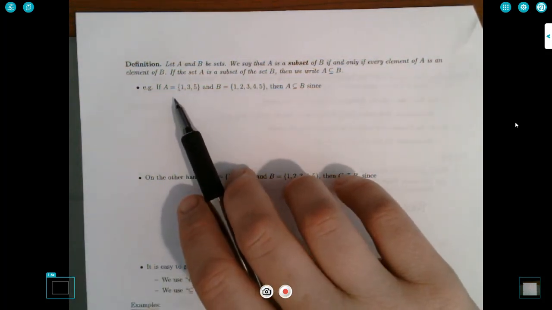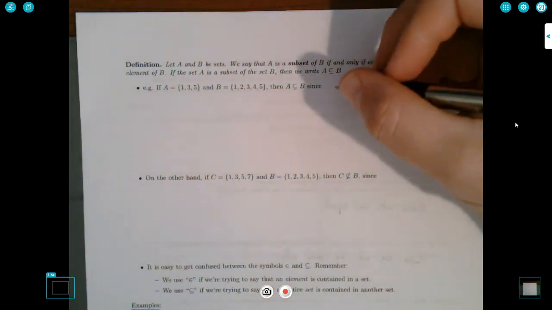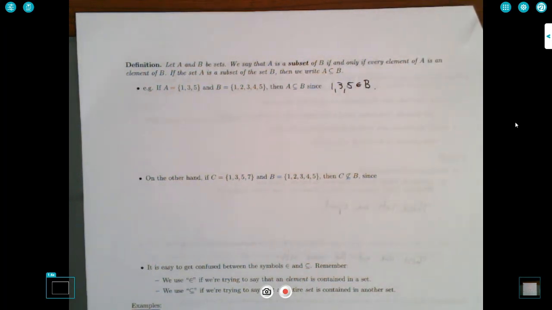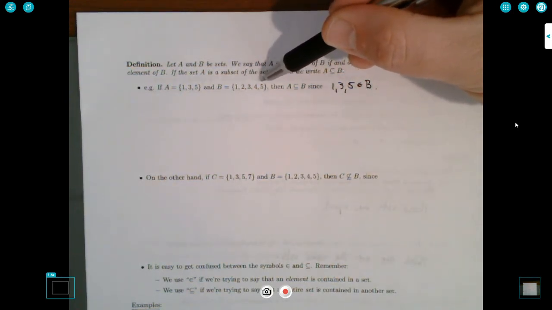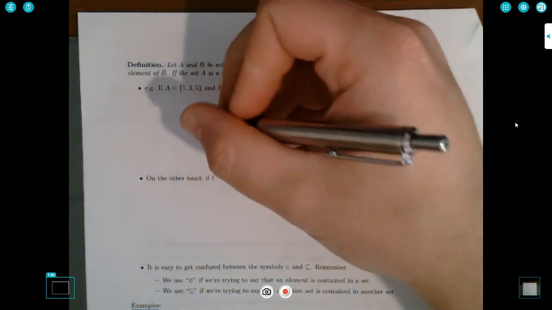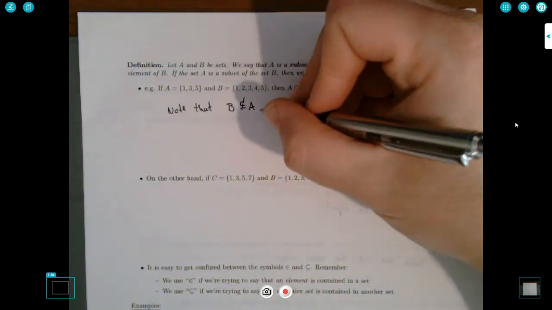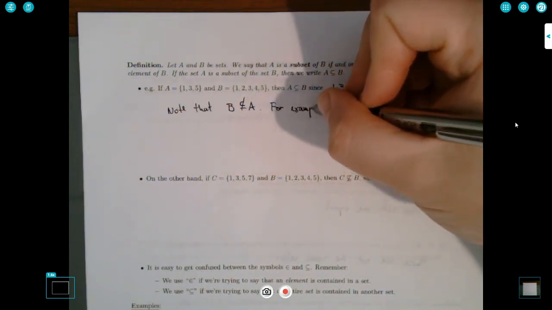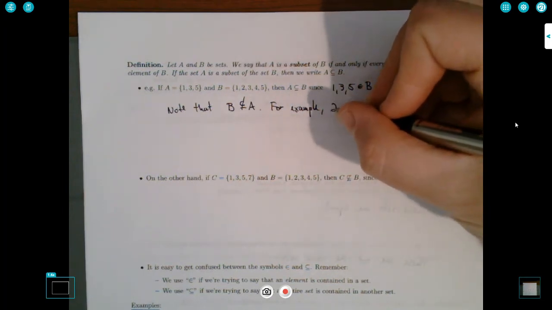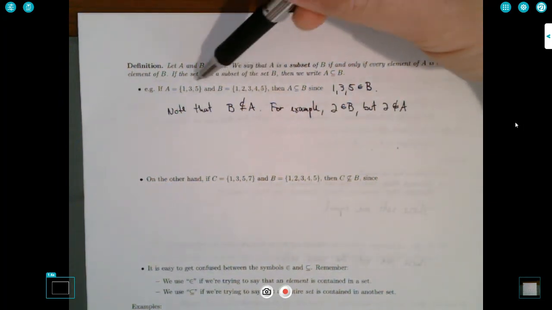So for example, if A equals the set 1, 3, 5, and B equals the set 1, 2, 3, 4, 5, then A is a subset of B, since 1, 3, and 5 are all elements of B. 1 is in B, 3 is in B, 5 is in B. So every element of A is in B. Note that B is not a subset of A. For example, 2 is in B, but 2 is not in A. So not every element of B is an element of A.